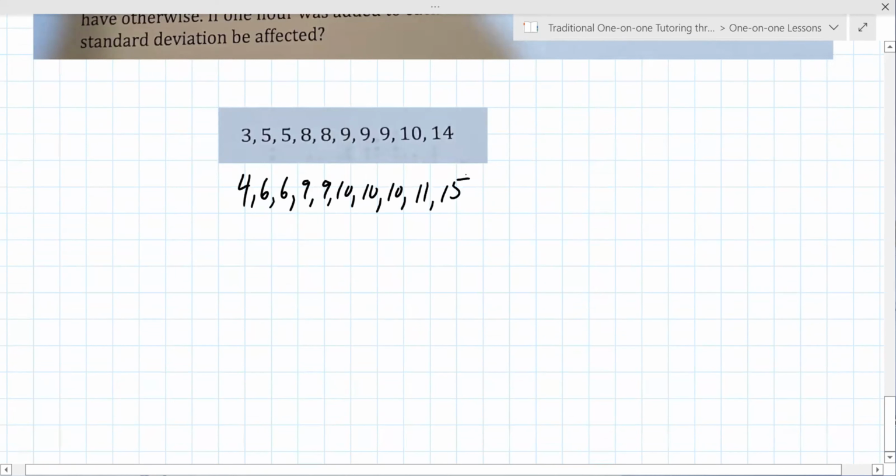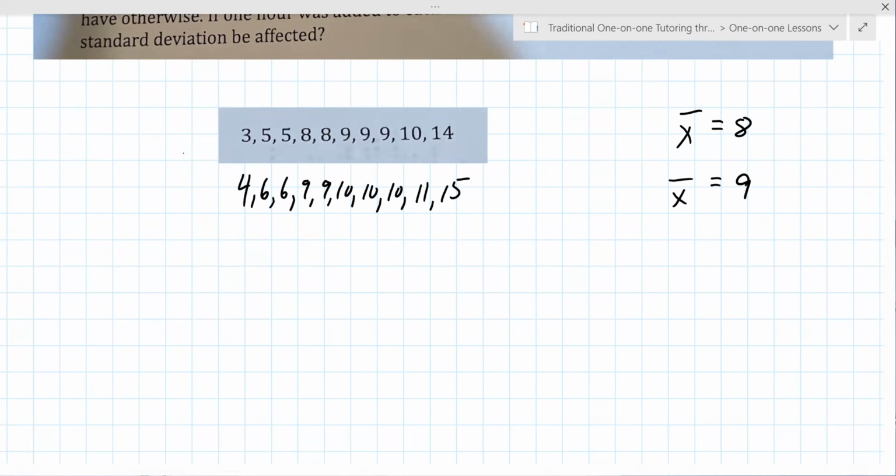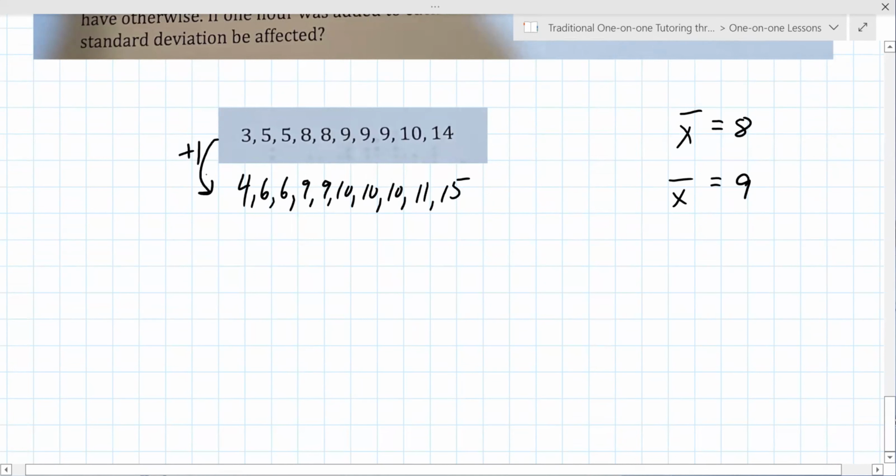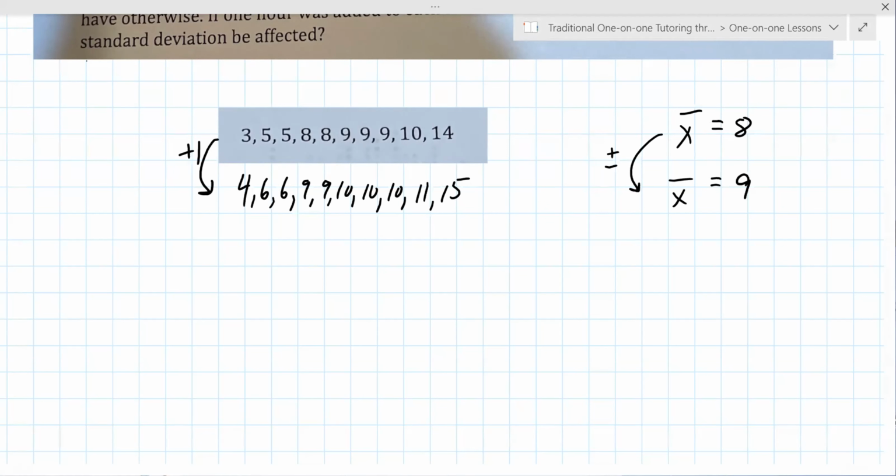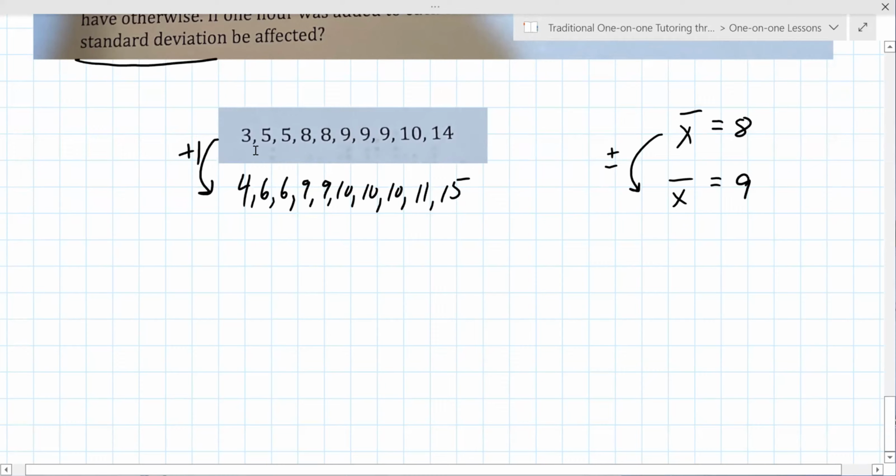And when you calculate, the original mean was 8, I believe. So the new mean you will find is 9. If you want to calculate that. So the idea is if you add 1, you add 1 to your mean. Okay. But the question though is, well, now the next question is, did the standard deviation get affected?